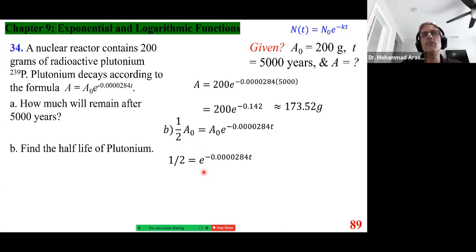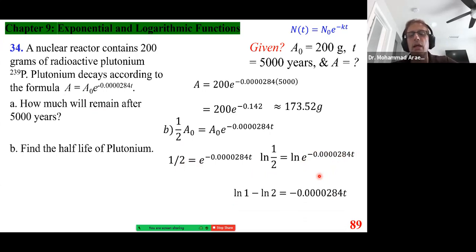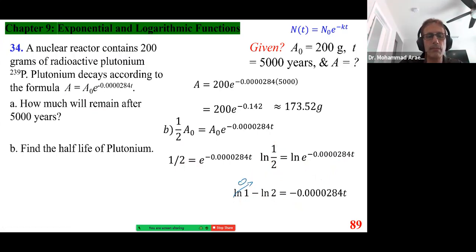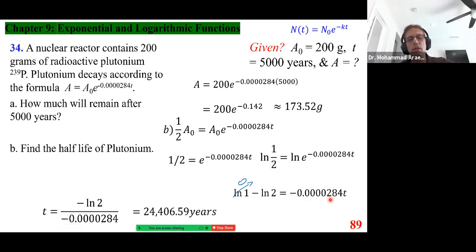If you take a natural log of both sides, the right side becomes just the exponent. Ln of the right side is just the exponent. Now the left side is ln 1 minus ln 2. ln 1 is 0. So it's minus ln 2 over minus 0.0000284, which, using a calculator, gives us 24,406.59 years.